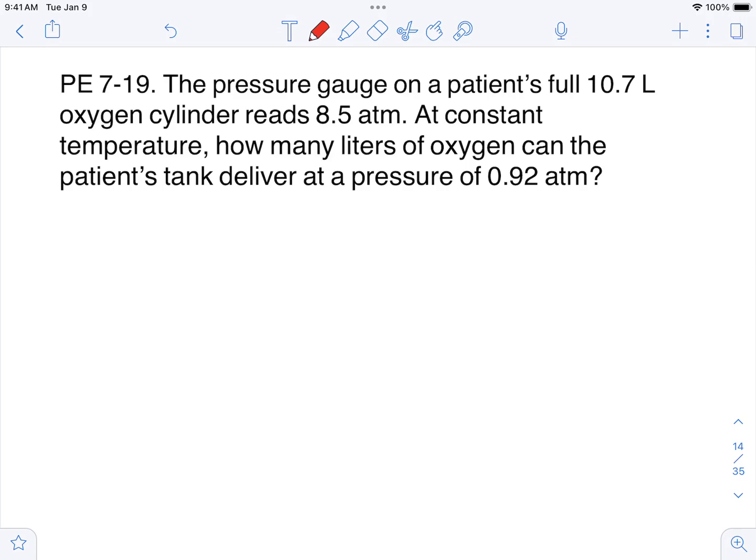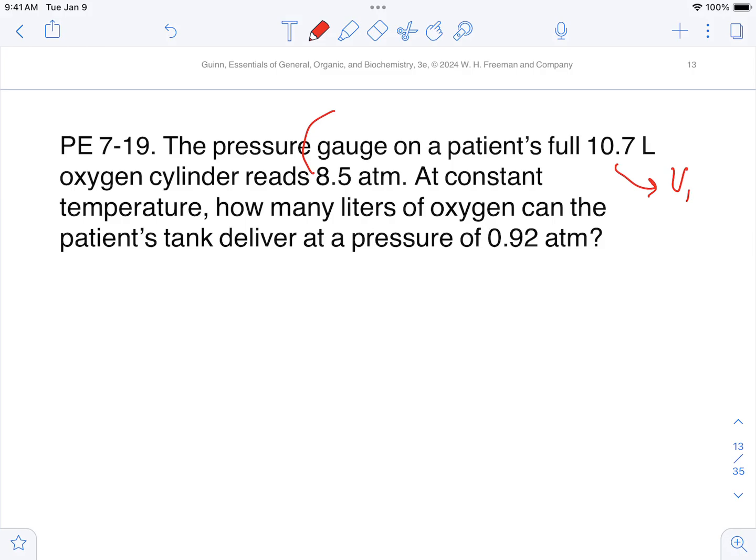The pressure gauge on a patient's full 10.7 liter oxygen cylinder reads 8.5 ATMs. At constant temperature, how many liters of oxygen can the patient's tank deliver at a pressure of 0.92 ATM? So again, I'm just going to go through and start labeling stuff. So this is my V1, and I know that because my unit is liters. 8.5 ATM is my P1.